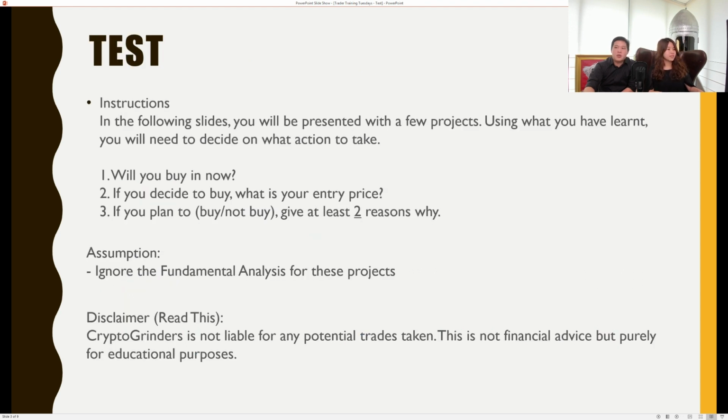For the test, last week he gave us the same test. Basically we have to decide whether we are going to buy in now. If we decide to buy in, what entry price do we want to enter at? And whether we decide to buy or not buy, we still have to give at least 2 reasons why. The assumption here is that we're not looking at the fundamentals of the project, it's purely based on TA.